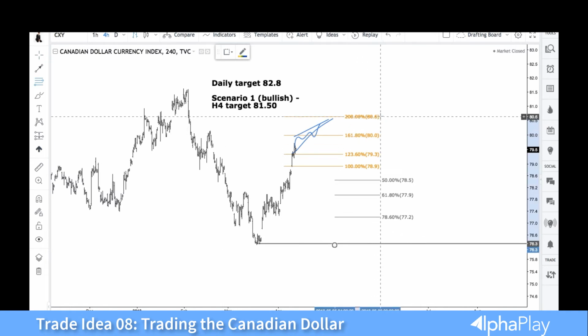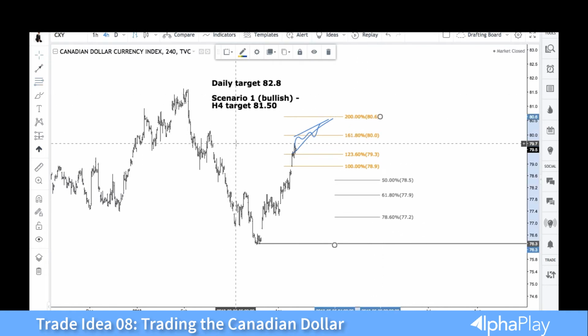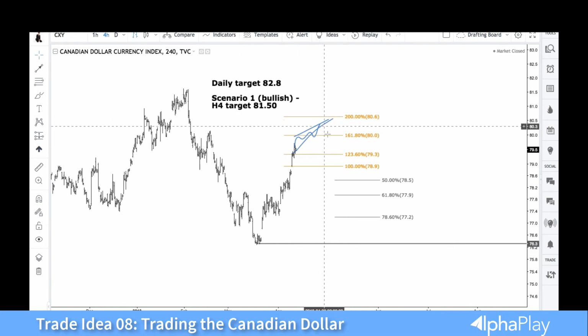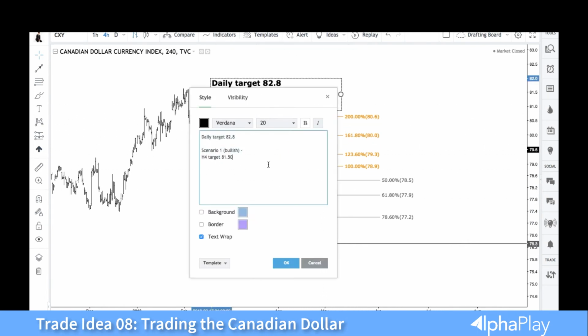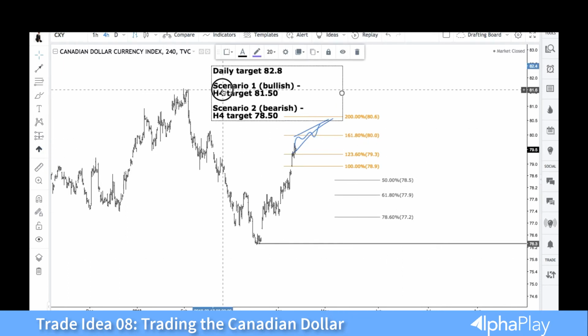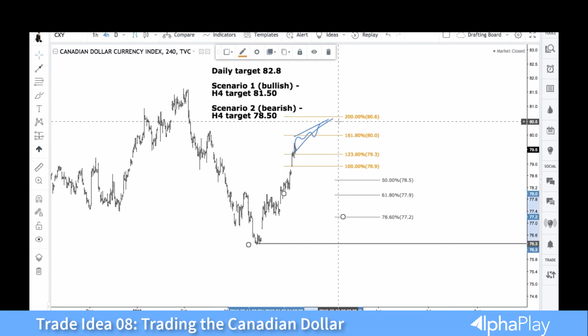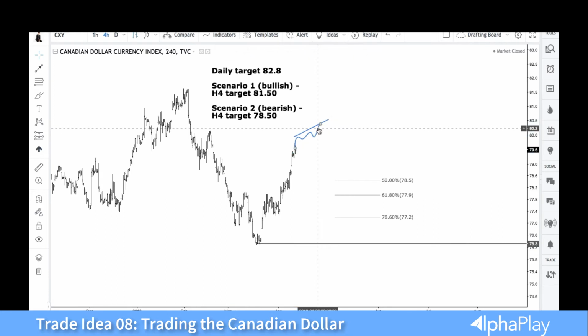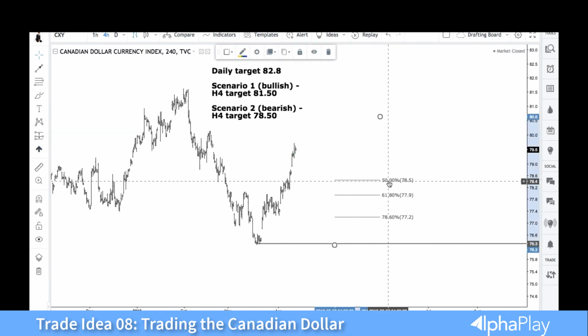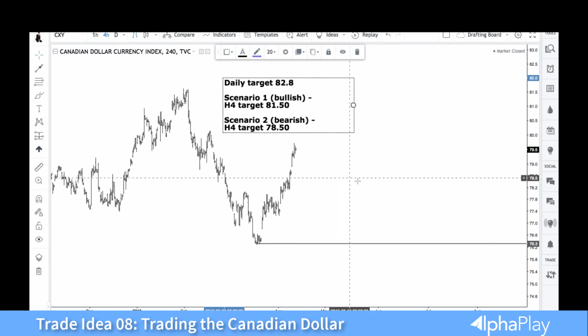We would then of course expect the market to come down. We'll be looking for that sell opportunity, which means that under scenario 2, which is a bearish setup, our H4 target will likely be shorting it towards 7850. Right, so this is the analysis based on what's going to happen for the next 3 to 4 days leading into the BOC rate statement.